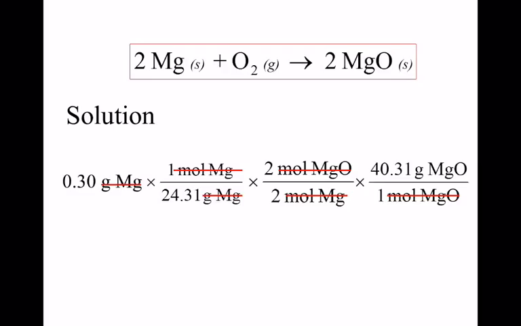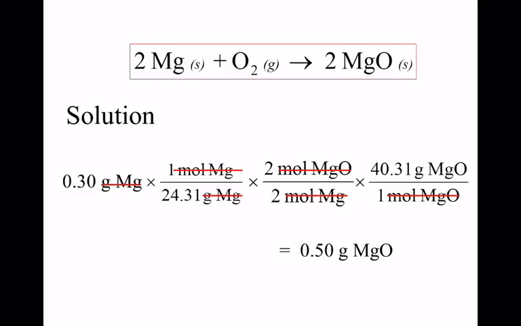Okay. So, all units cancel except for grams of magnesium oxide. Looks like we need to round according to 2 sig figs again. So you should get, maybe not so surprisingly, 0.50 grams.